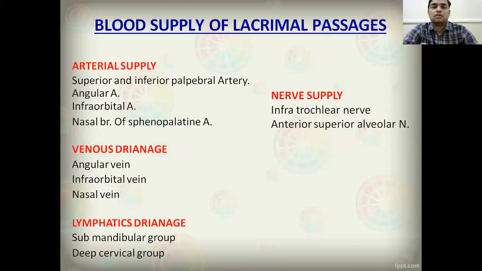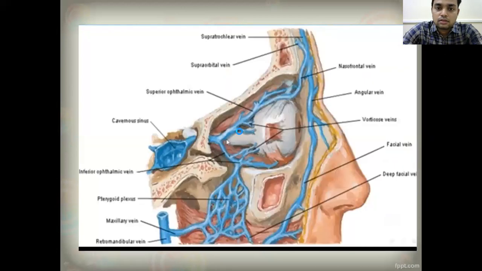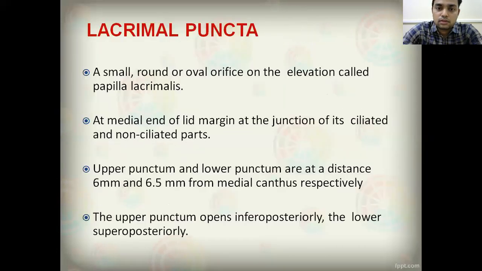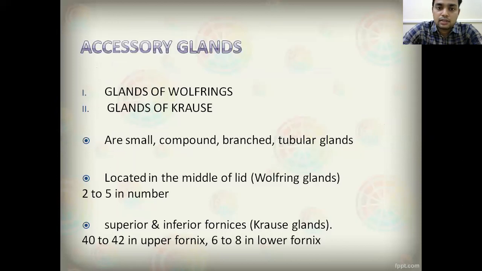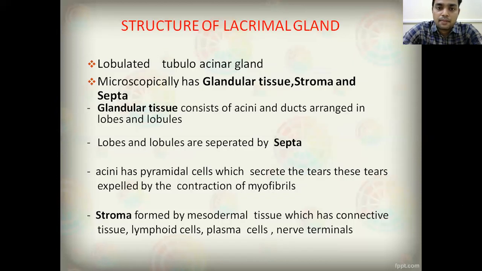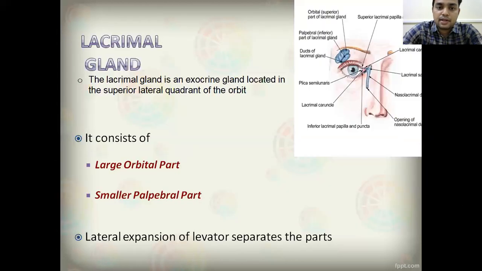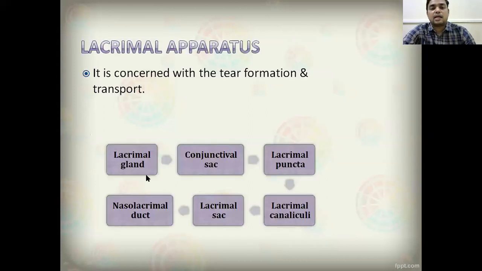So this is about the basic anatomy of the lacrimal apparatus. What are the structures we see in the lacrimal apparatus? It starts with the lacrimal gland, then the conjunctival sac, then the lacrimal punctum, then the lacrimal canaliculi. The lacrimal puncta are 2 in number. Then it enters the lacrimal sac and finally the nasolacrimal duct, which opens into the inferior meatus. So these lacrimal passages you have to remember.